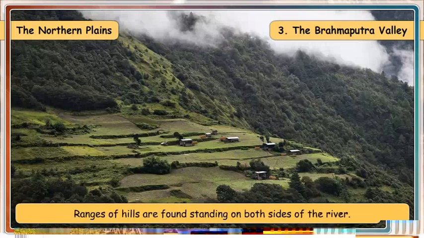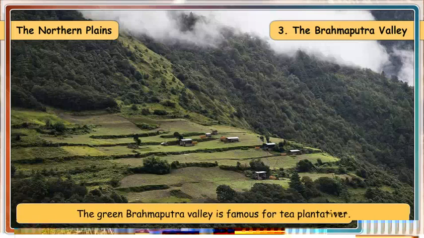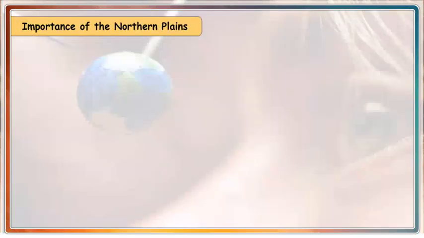Ranges of hills are found standing on both sides of the river. The green Brahmaputra Valley is famous for tea plantation.